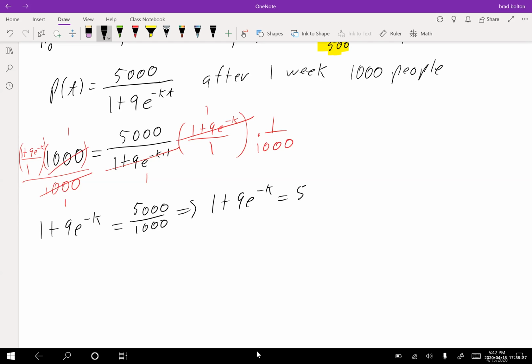Okay. Let's do a little bit of quick math cleanup. So we have 9 e to the negative k equals 4. So then we're going to divide this by 9. So we now know that e to the negative k is equal to 4 over 9. So you could clean this up even more and take the natural log of both sides and get some decimal for negative k. But what I'd like to do is just leave it as e to the negative k and plug in 4/9 everywhere I see an e to the negative k.